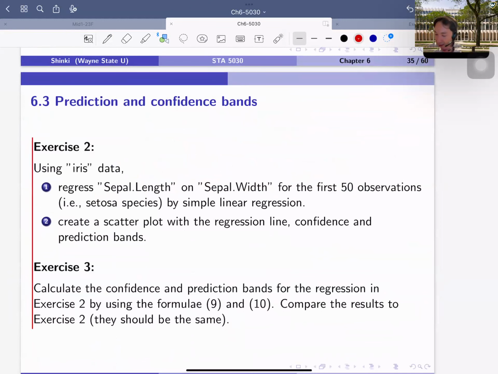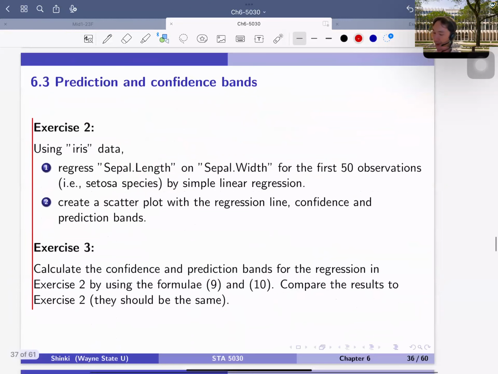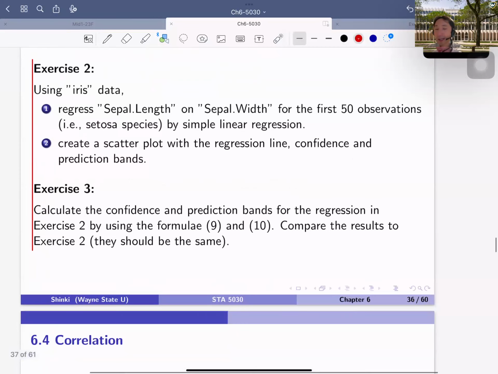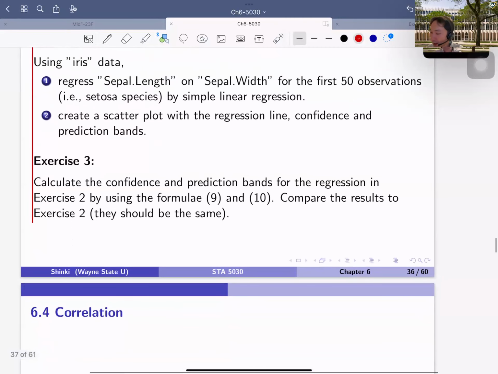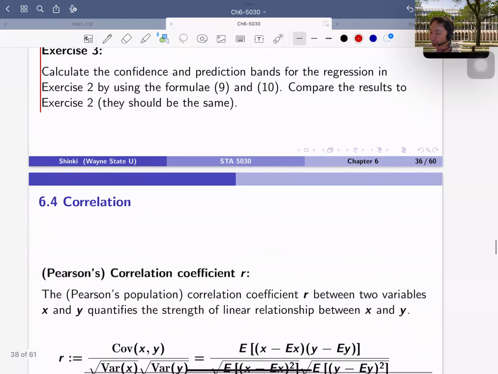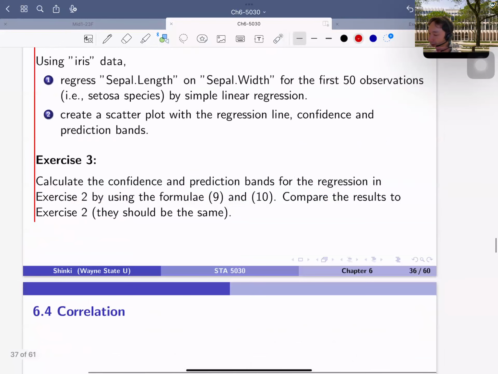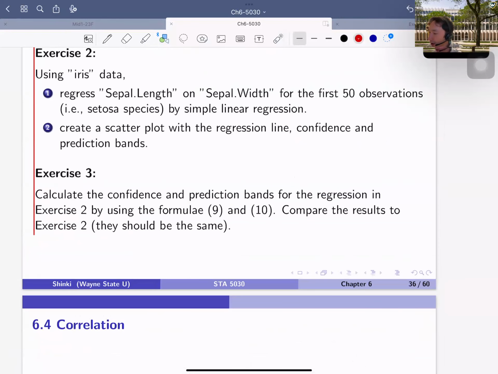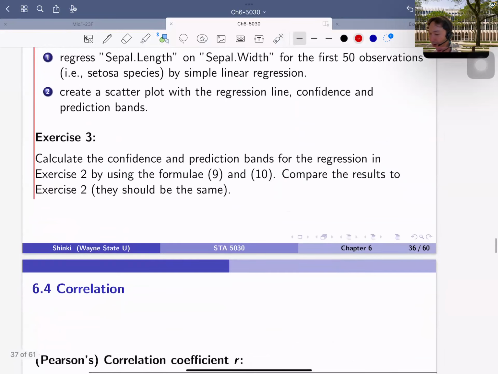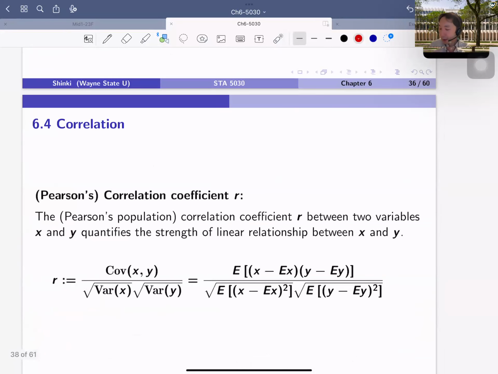So these are exercises to do that. And exercise 3 asks you to calculate the prediction band and the confidence band by hand using formulas. Okay.